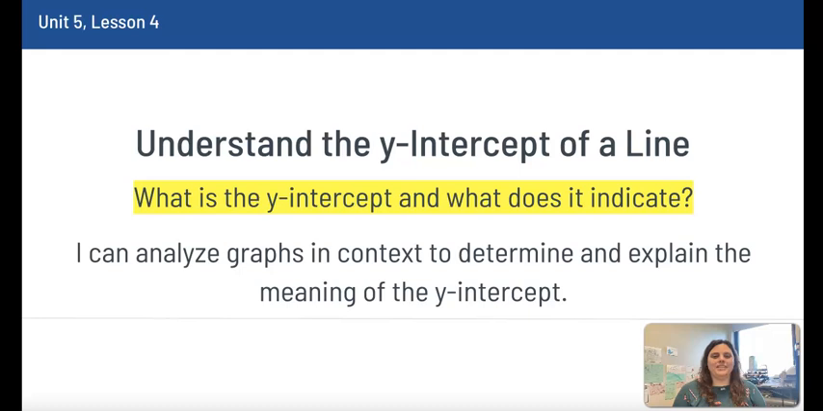Hey y'all, in this lesson we're going to take a look at understanding the y-intercept of a line. Our essential question is, what is the y-intercept and what does it indicate? By the end of this lesson, we want to be able to say, I can analyze graphs in context to determine and explain the meaning of the y-intercept.